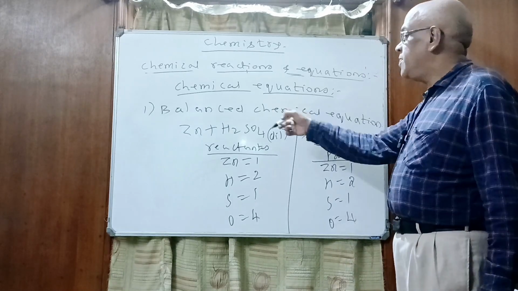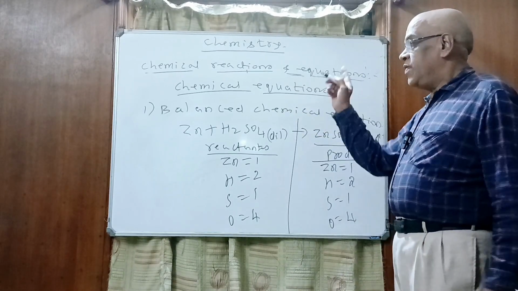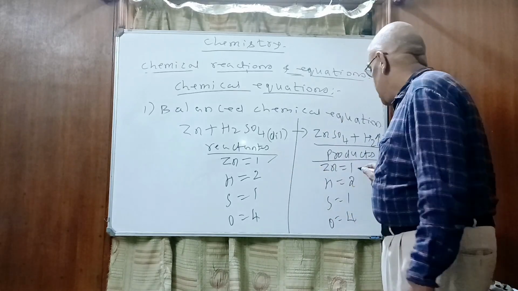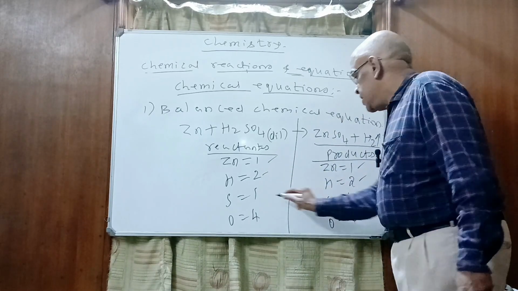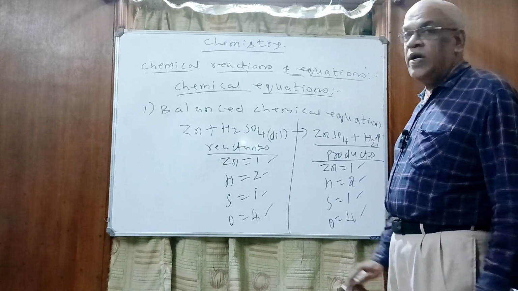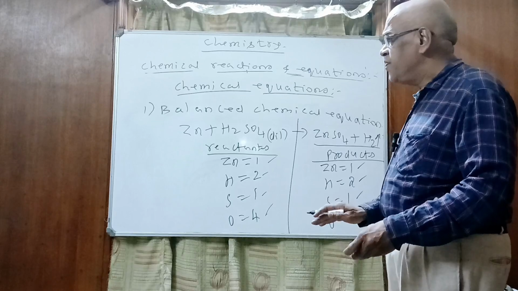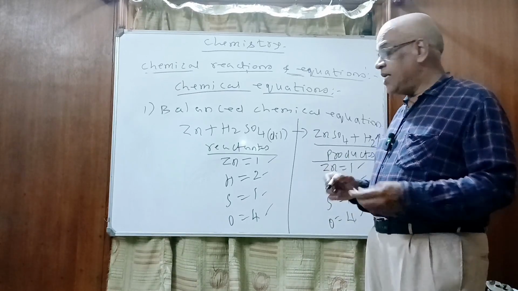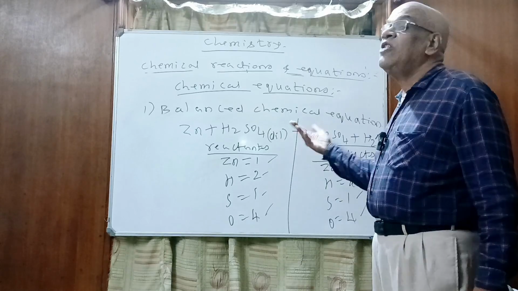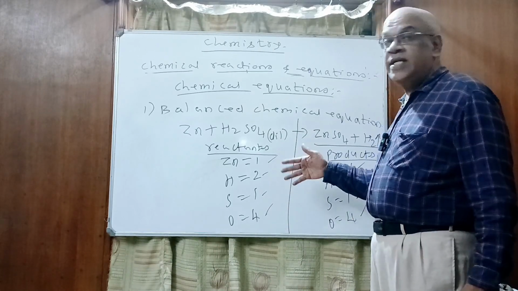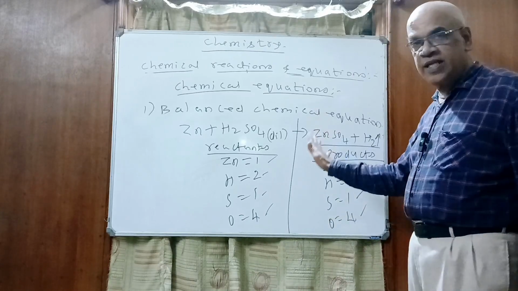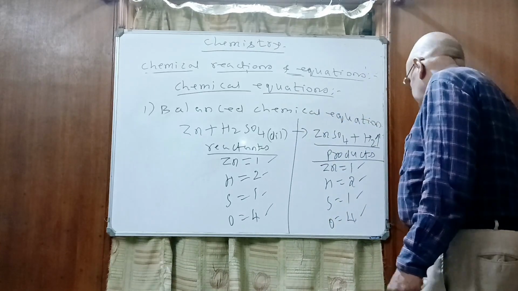See children, what did I tell you? What is a balanced chemical equation? It's an equation in which atoms of different elements are equal on the reactant side as well as the product side. No need to balance. What is balancing of a chemical reaction? It's a process of making atoms of different elements equal on the reactant side as well as the product side. It is self-balanced. It is a self-balanced reaction, balanced by itself. We do not have to balance it. That's it, children, about the balanced chemical equation.